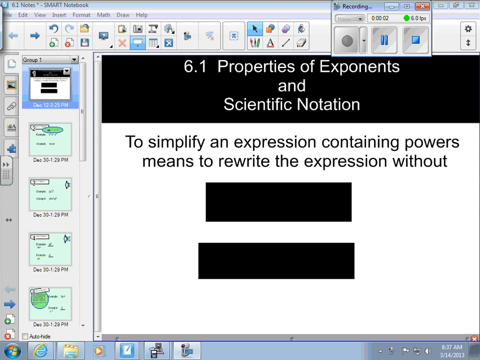Today we're going to start chapter 6 where we are going to be looking at properties of exponents and also a little bit of scientific notation that you may have seen before in science class.